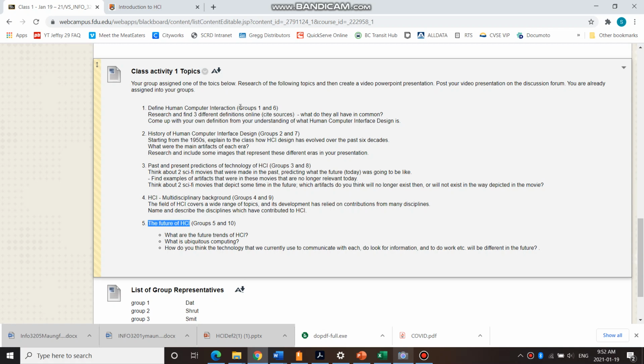Okay. For each topic, there are 2 groups that are assigned. These 2 groups do not need to work together. Each group works on their own. Okay, so group 1 and 6 is for the first topic. Group 2 and 7 is for the second topic. Group 3 and 8 is for the third topic. Group 4 and 9 is for the fourth topic. And group 5 and 10 is for the fifth topic.